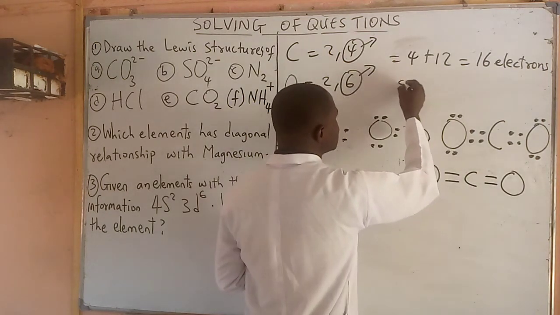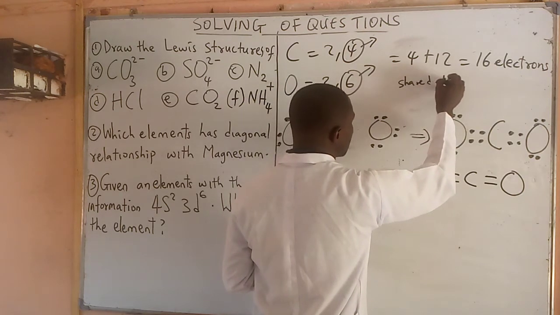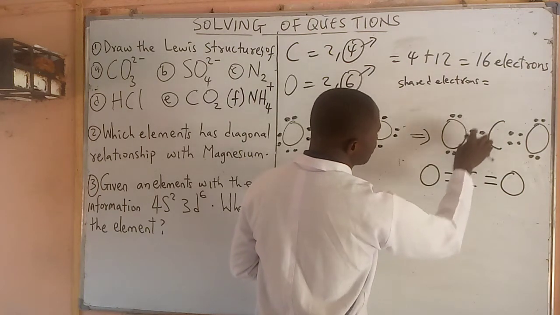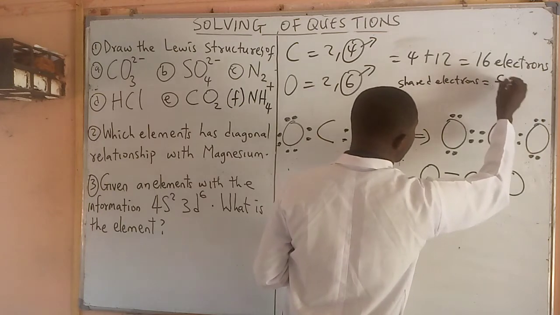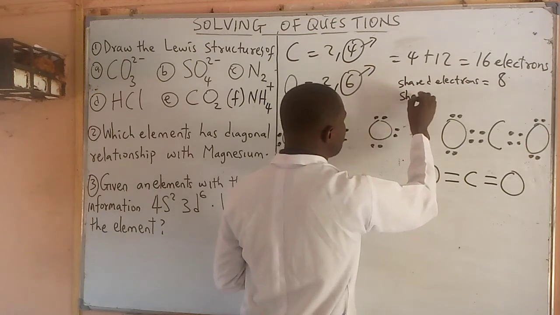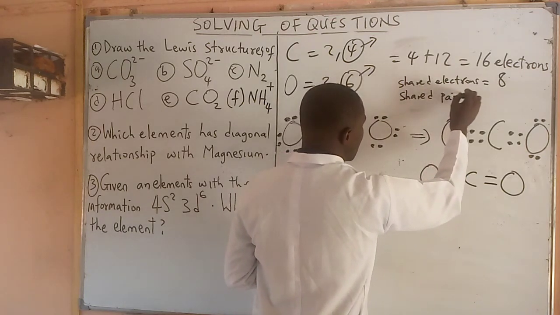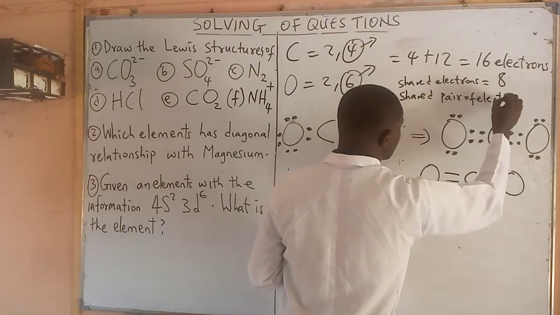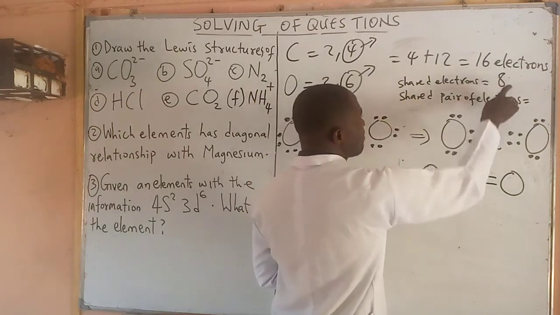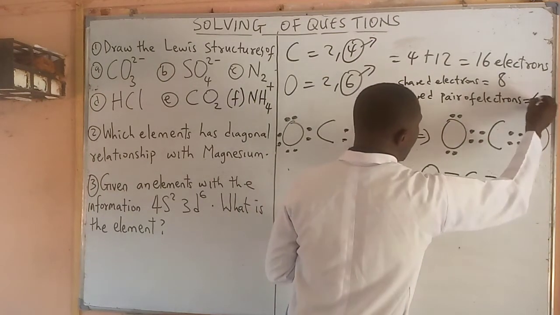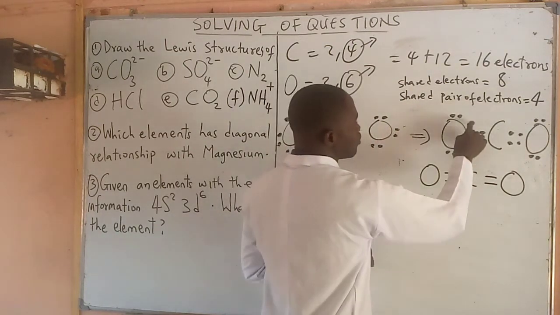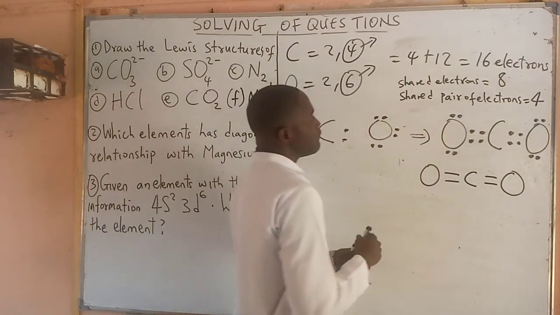Now if they ask how many shared electrons, shared electrons 1, 2, 3, 4, 5, 6, 7, 8. 8 shared electrons. Then when they say how many shared pairs of electrons, you tell them that if we have 8 shared electrons, 8 divided by 2 will give you 4. So it has 4 shared pairs of electrons. That is, 2 electrons make up 1 pair. So 1, 2, 3, 4.